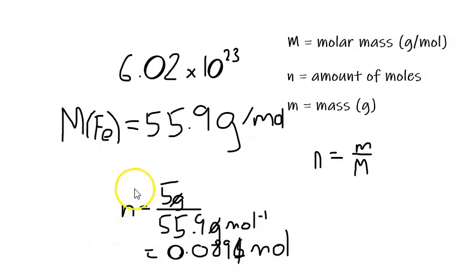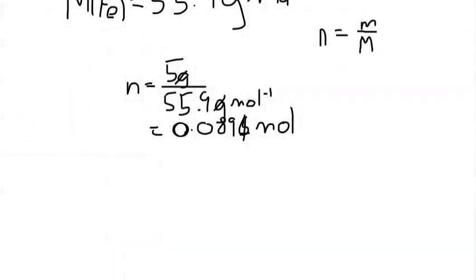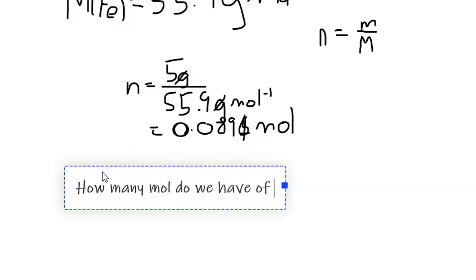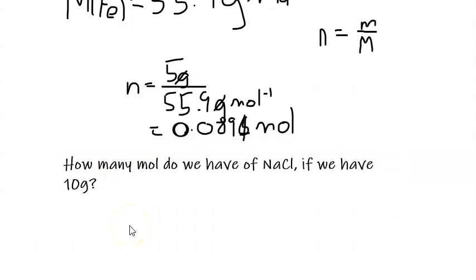What we can also do is use this if we've got a certain mass of salts, for example, or a compound. We need to tally up all of the atoms within a compound, and that's how we work out the molar mass of the compound. So we'll do a quick question there. I know that this video is dragging on a little bit, but let's say how many mole do we have of NaCl if we have 10 grams? To work this out, we use the same formula. The amount of mole, n, equals the mass divided by the molar mass.